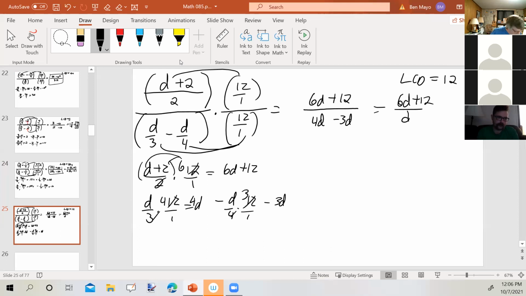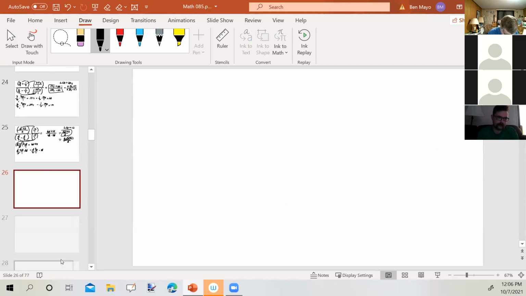Let's see here. I could factor a 6 out of the numerator, but that doesn't give me any common factors to reduce out. So I'll go back to that. Okay. Questions there? We good? Okay. Let's see here. All right.